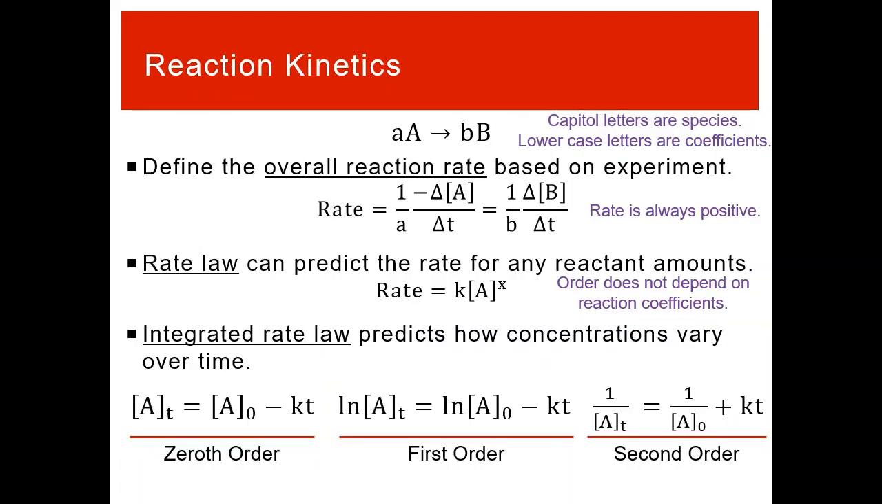So that is a large share of how we work with and describe reactions in kinetics. When you have a reaction, say for example, A becomes B, you can define the overall reaction rate. So how do you interpret your experimental results? You get that overall rate based on the concentration of A decreasing because it's a reactant, or the concentration of B increasing because it's a product. That's just characterizing your experiment. From there, if you do some experiments, you can get a rate law, which lets you predict the rate for any amount of reactant.